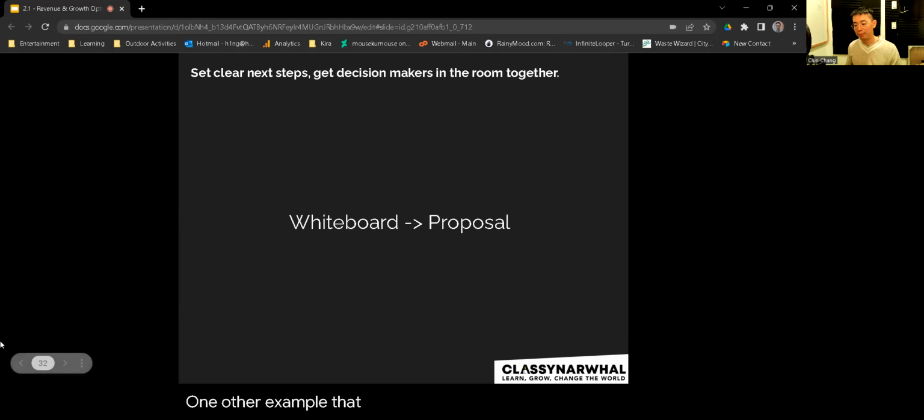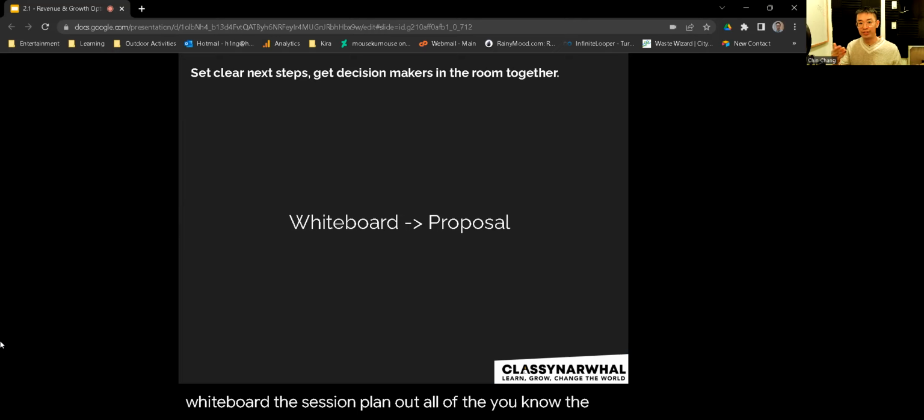One other example that I remember that is kind of interesting is there's another mentor that I work with, and he mentioned how he would work with a lot of projects. He would run these meetings where he would try to get all the stakeholders in the room together, and he would whiteboard the session, plan out all of the opportunities, the challenges, the low-hanging fruits, action items, and at the end of the meeting, he would take a picture of the whiteboard, and he would just say, hey, if you like what we discussed today, let this whiteboard be our MOU to start, and then we can get started right away.